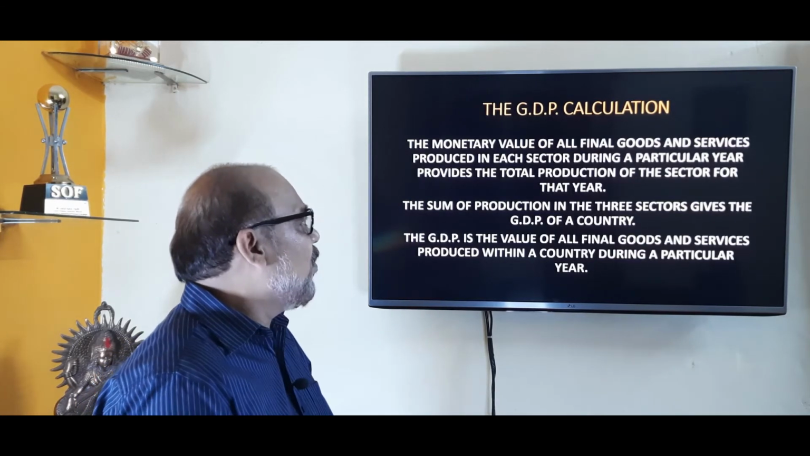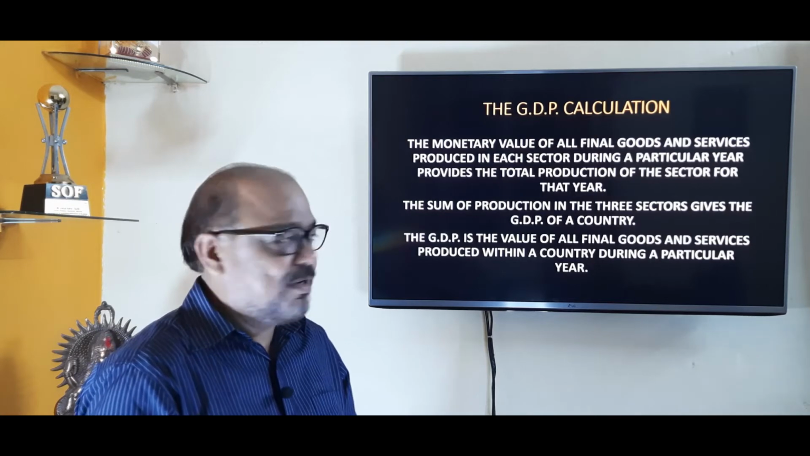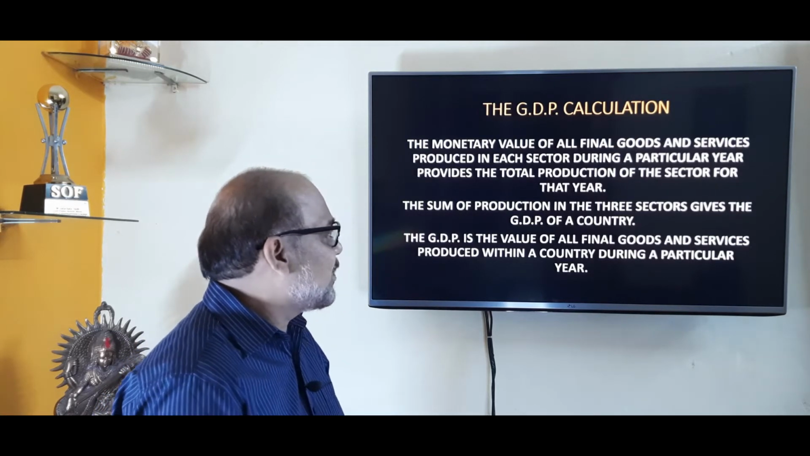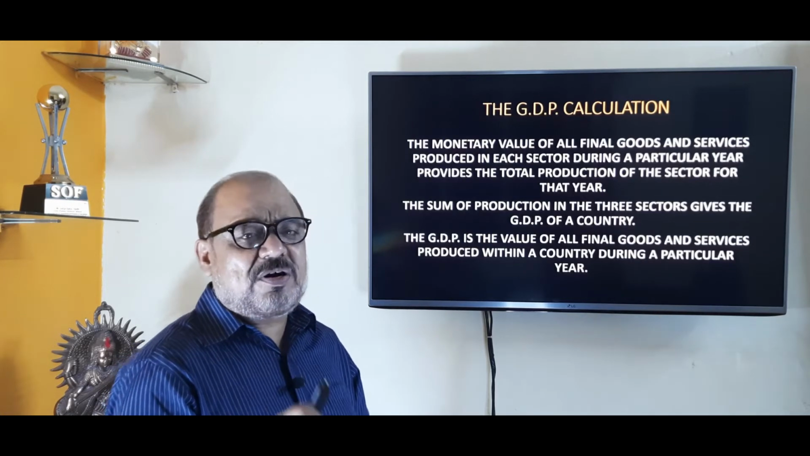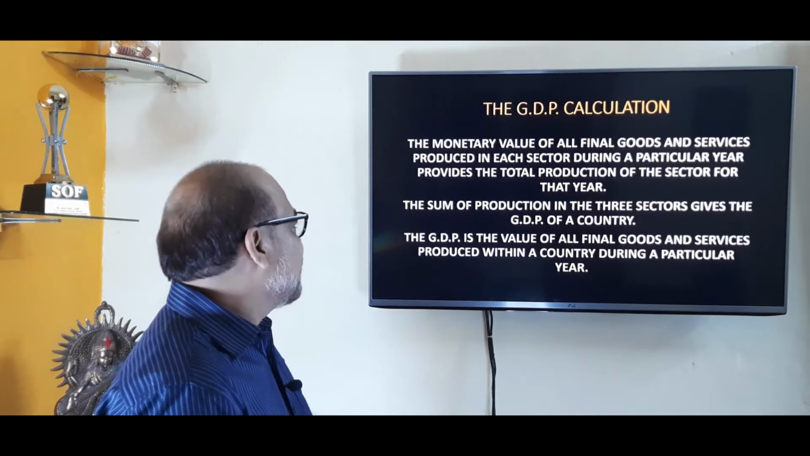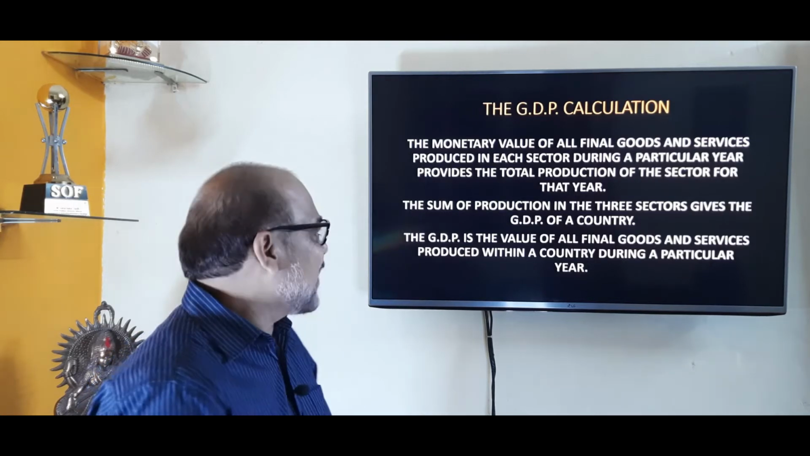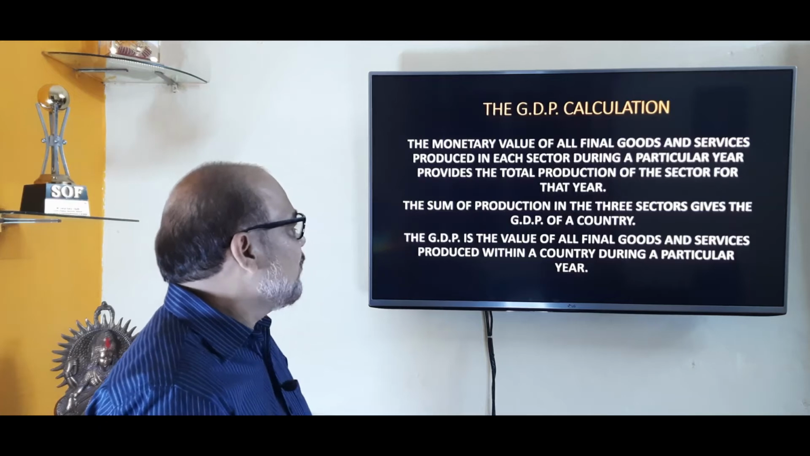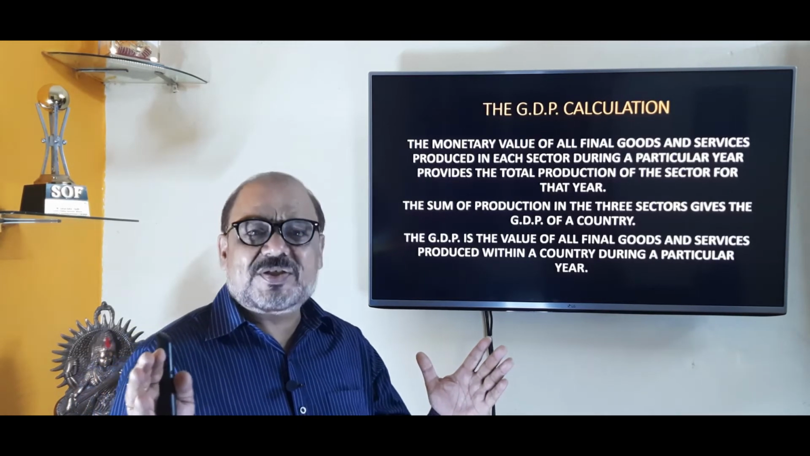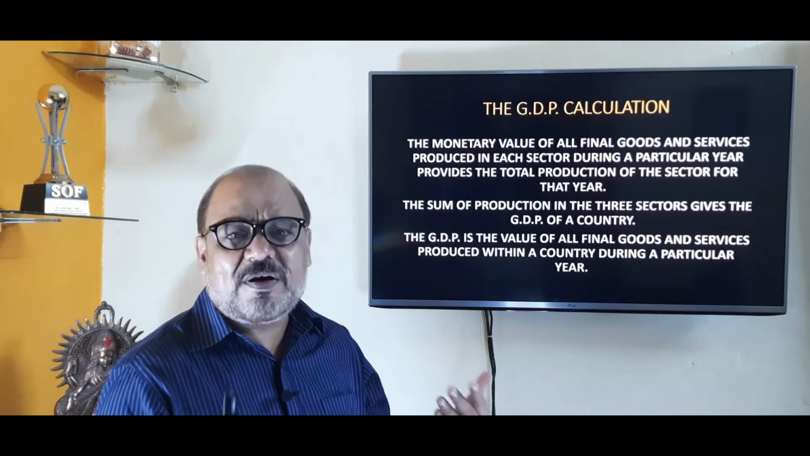The monetary value of all final goods and services produced in each sector during a particular year provides the total production of the sector for that year. Whatever is the value of all the final goods and services produced in the primary sector during a particular year, the monetary value of all final goods and services produced in the secondary sector during a particular year, the monetary value of all final goods and services produced in the service sector during a particular year, these three are added up, and whatever comes is the GDP of a country.